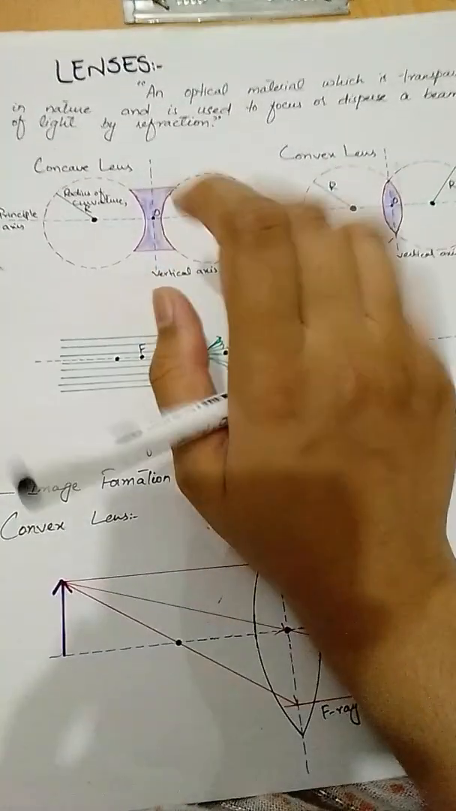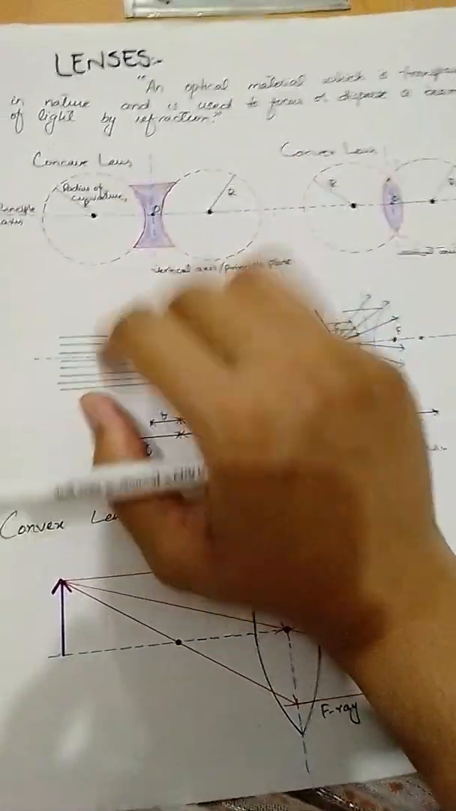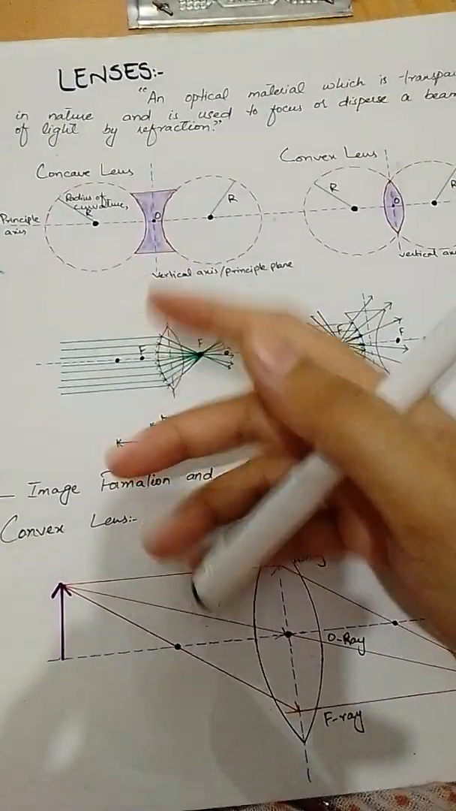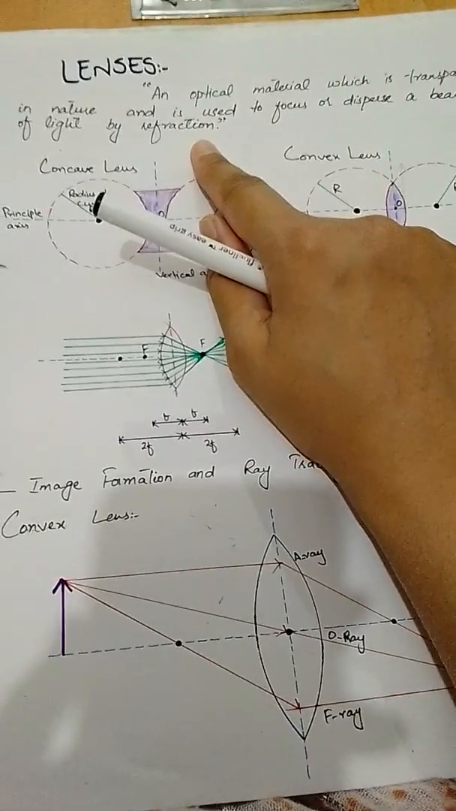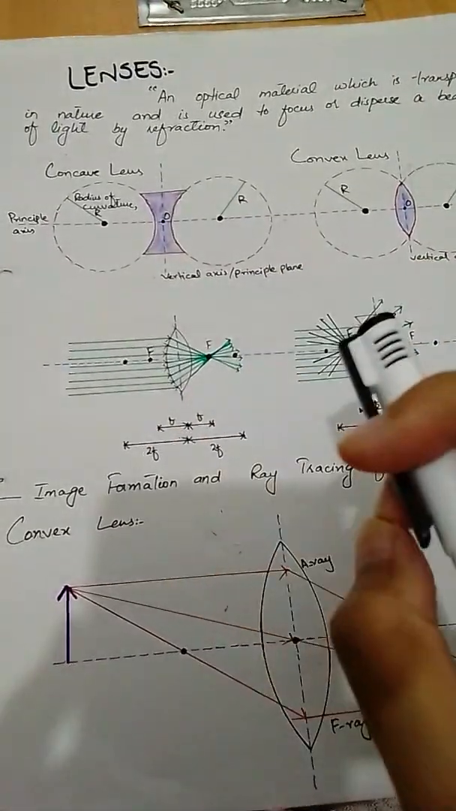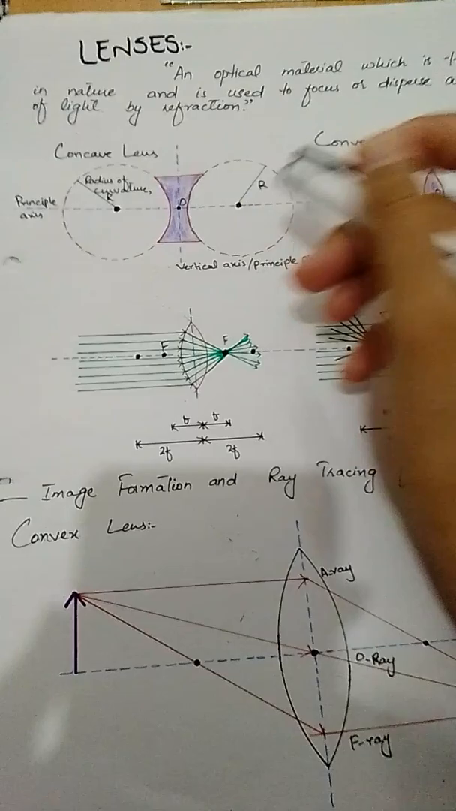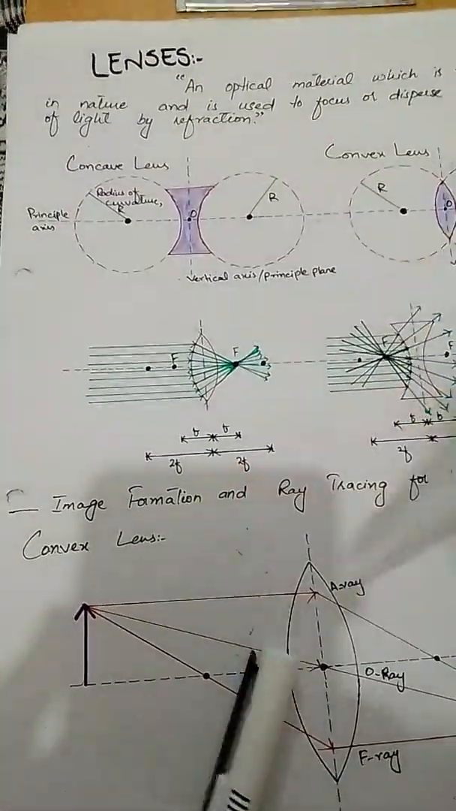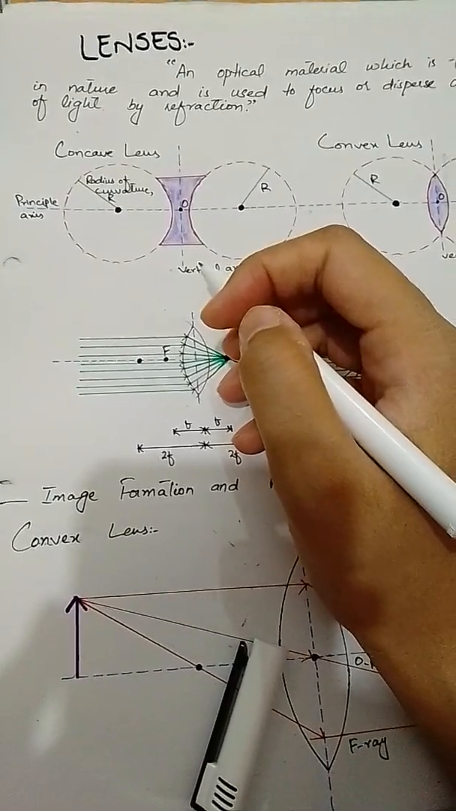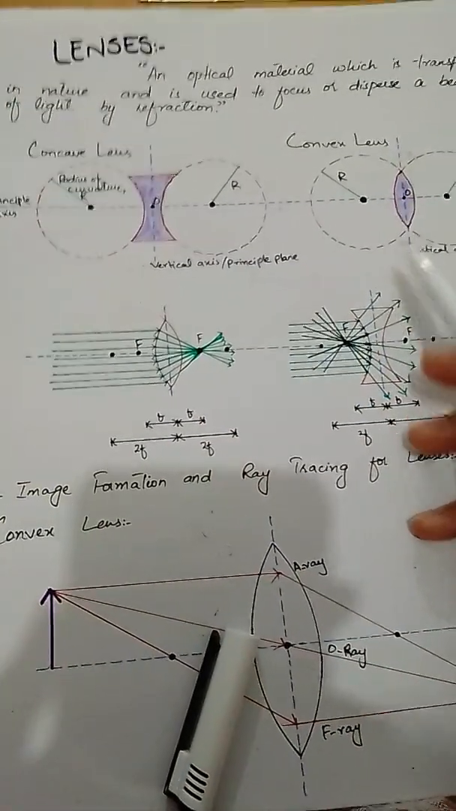So what was the principle behind mirrors? It was based on reflection. But lenses are based upon refraction. That's why there are little differences between them. First we're going to discuss what a concave lens is and what a convex lens is.